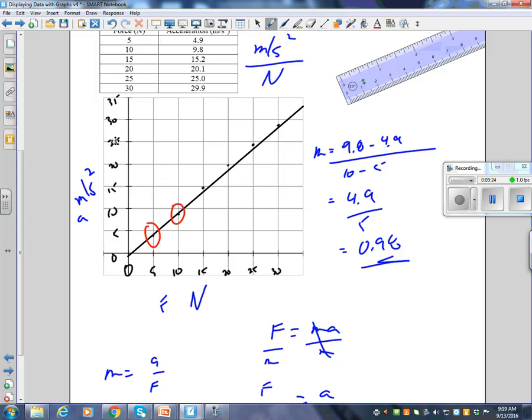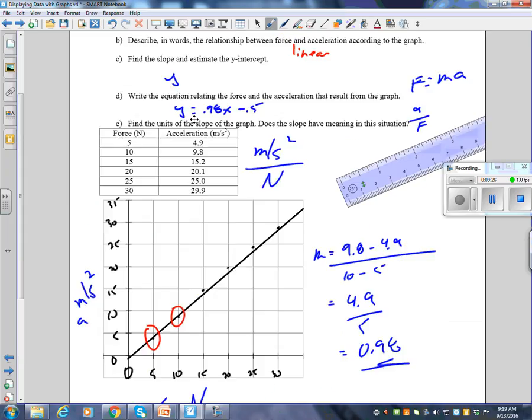Oh, did I not do? Oh, so the equation is y equals 0.98x minus 0.5. It's kind of just C written all together, right? Okay.